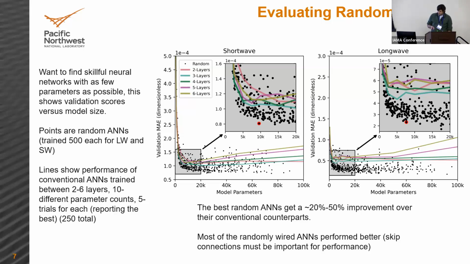So all the dots in this slide represent randomly constructed neural networks. The solid lines are a comparison to conventional, serially connected neural networks. And an interesting result here is that the randomly constructed ones that include lots of skip connections actually tend to perform better than the serially connected ones. So this makes me think that including skip connections is actually pretty important for this problem, or at least can provide performance benefits.